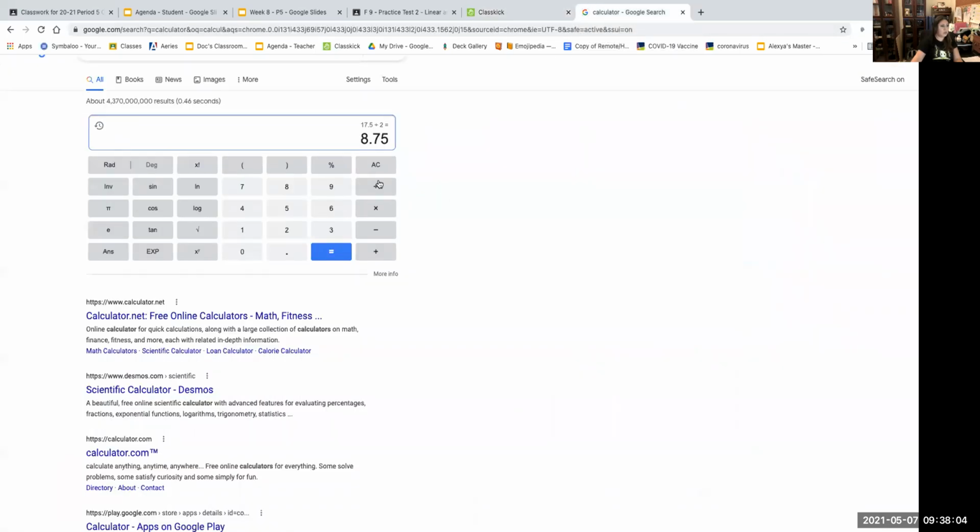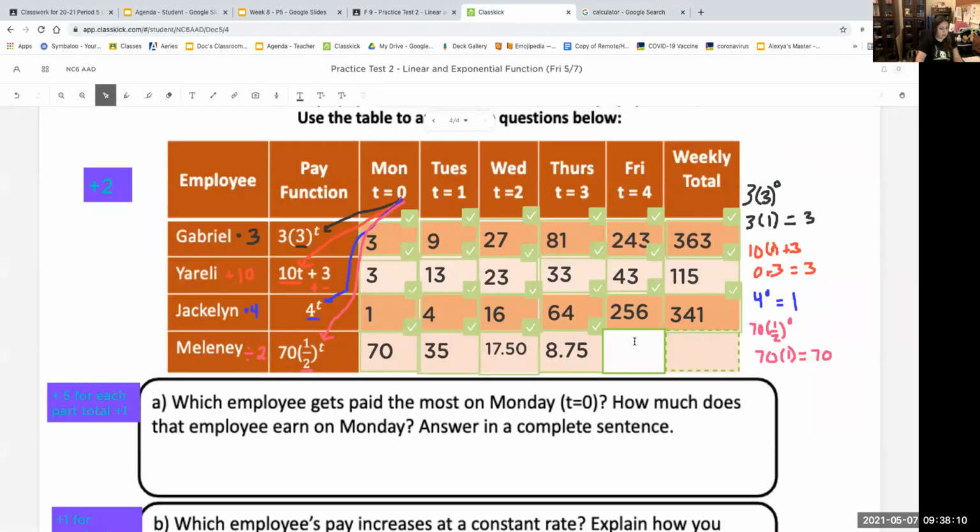This is the one that gives me 3 digits. I don't want you guys to have to worry about rounding. So it's fine that you guys leave it like this. Don't worry about it.